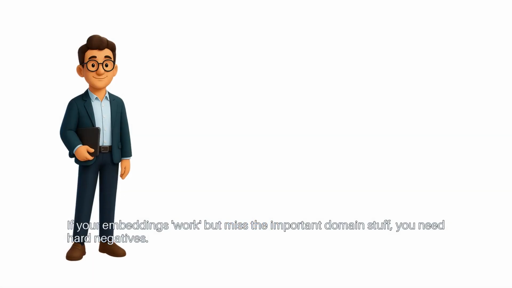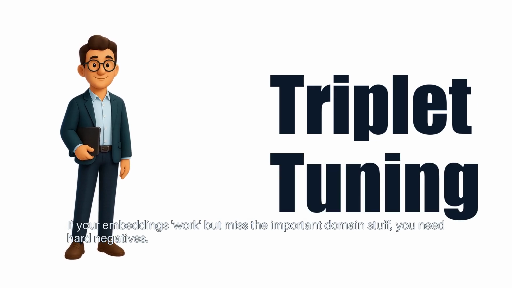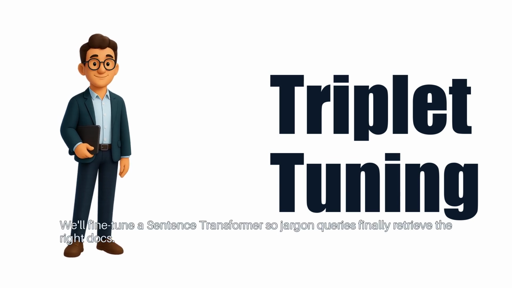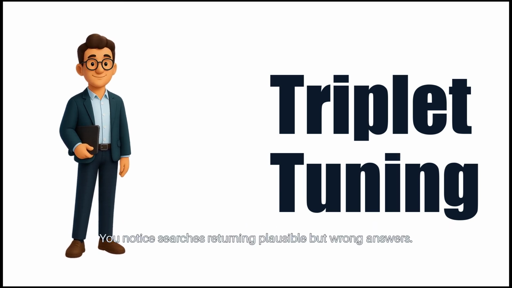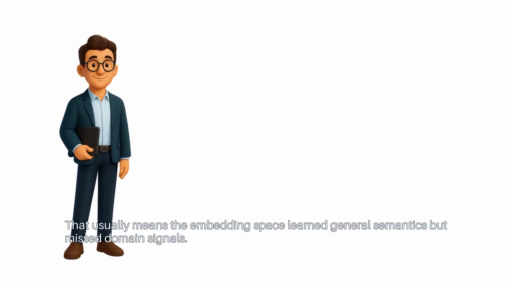If your embeddings work, but miss the important domain stuff, you need hard negatives. We'll fine-tune a sentence transformer so jargon queries finally retrieve the right docs. You notice searches returning plausible but wrong answers. That usually means the embedding space learned general semantics but missed domain signals.